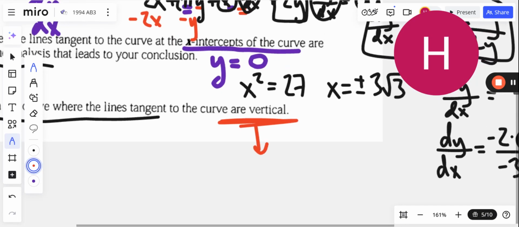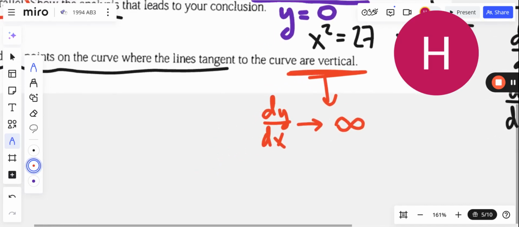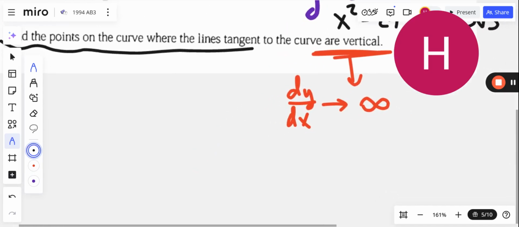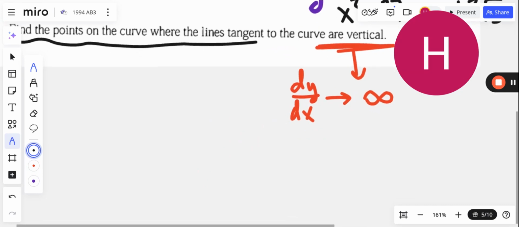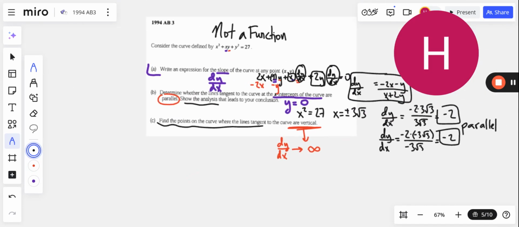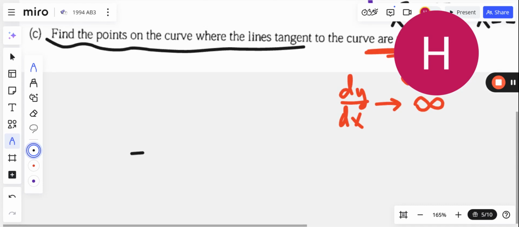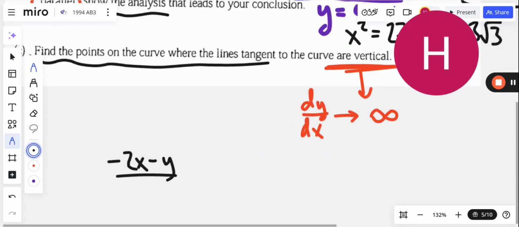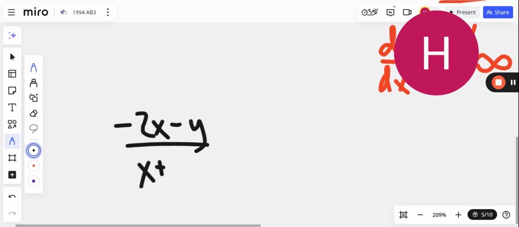What does this mean? This means that dy/dx is undefined, but more precisely, it means dy/dx is approaching infinity. So that means that the denominator of the dy/dx expression is equal to 0. So we have negative 2x minus y over x plus 2y. What we're saying here is that this bottom portion is equal to 0.